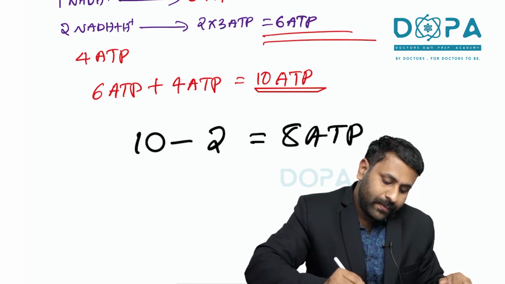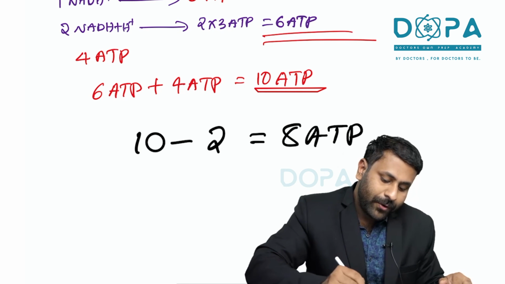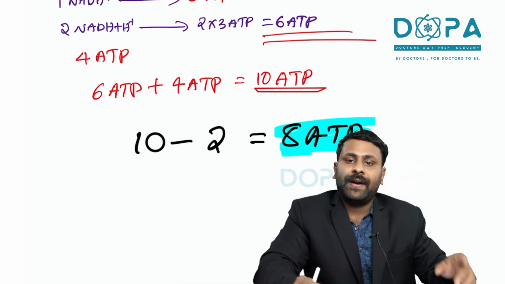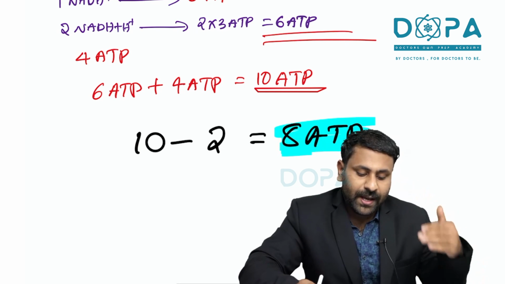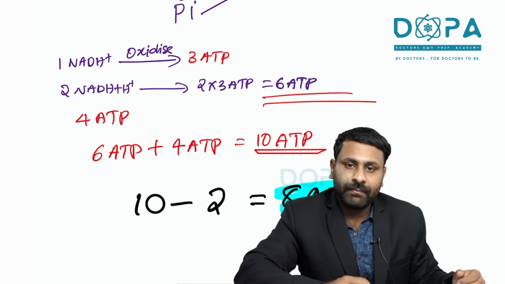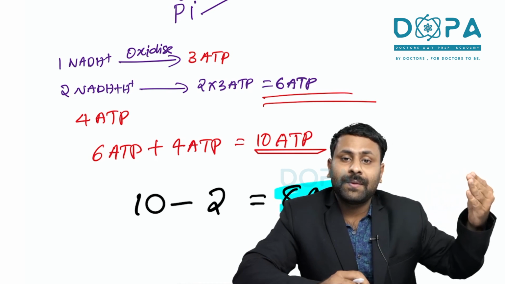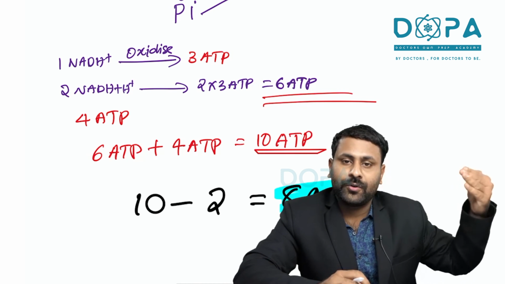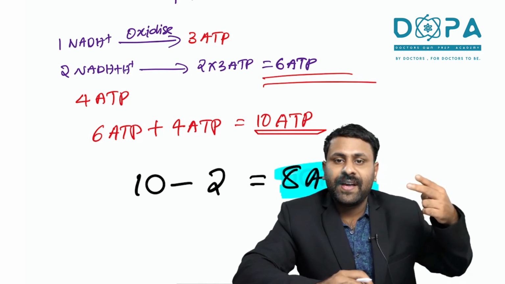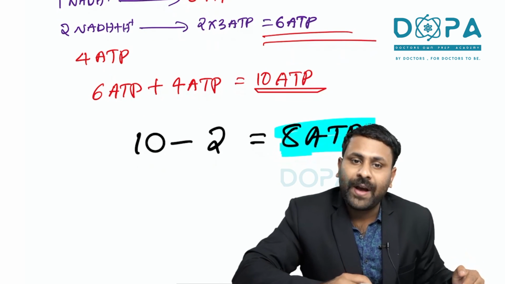Important question: how many ATPs are produced? 8 ATPs are produced during one glycolysis. Totally 8 ATPs are the net gain. How is this 8 ATP formed? 1 NADH is formed from 1 G3P. Totally 2 G3Ps are formed during glycolysis, so 2 G3P can produce 2 NADH. 1 NADH is equal to 3 ATP, so 2 NADH is equal to 6 ATP.